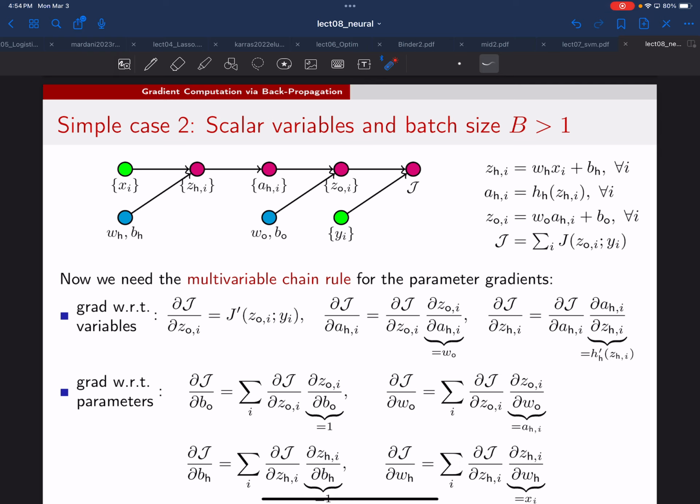Okay, so that's the forward pass. Any questions on the forward pass? Okay. All right, so the backward pass starts to get a little bit more interesting because we'll have to start thinking about the multivariable chain rule.